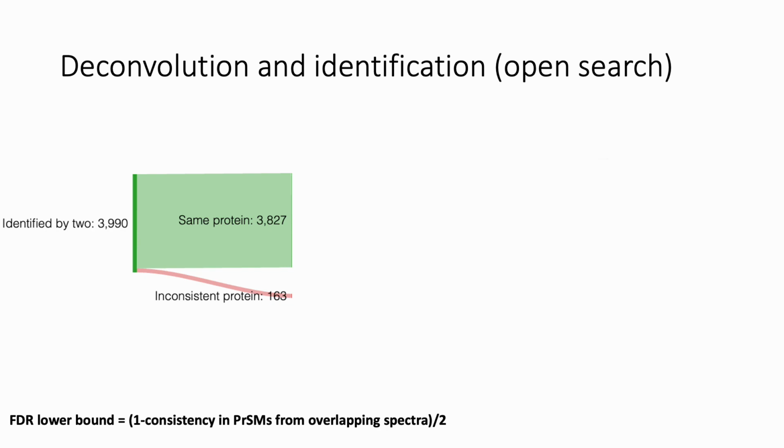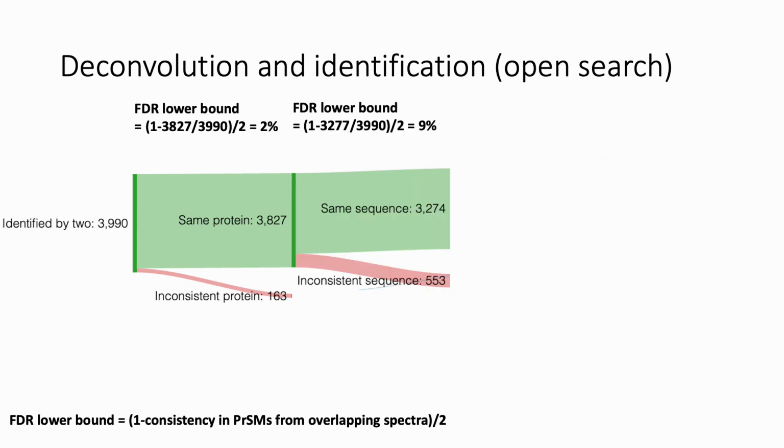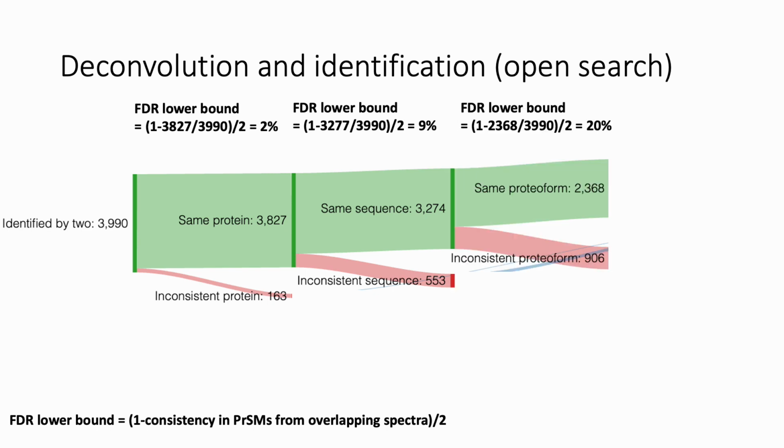First, we performed an open search. From the above overlapping area, we had almost 4,000 overlapping PRSMs, and out of these, 3,800 had the same protein accession. So the FTR bound at the protein level is 2%. Likewise, 3,200 or 300 had the same sequence. So at sequence level, FTR bound is 9%. It's already a bit too high. Lastly, at proteoform level, we had almost 20% FTR bound.